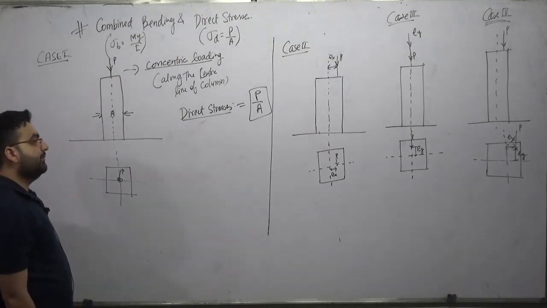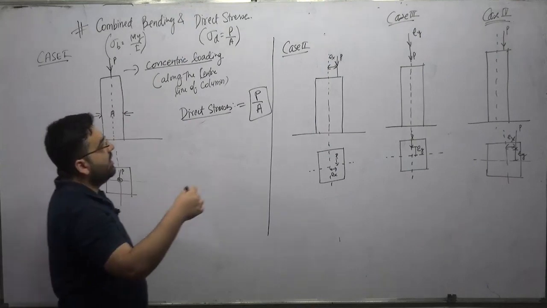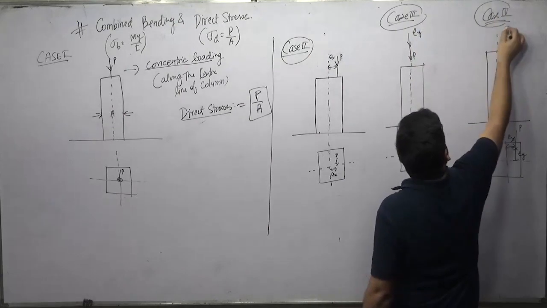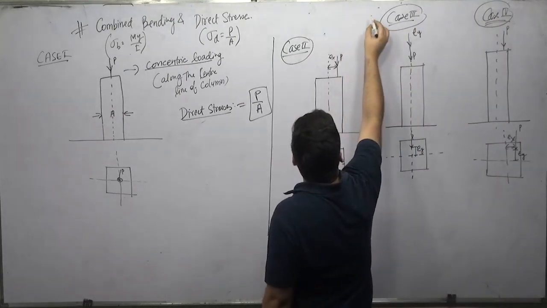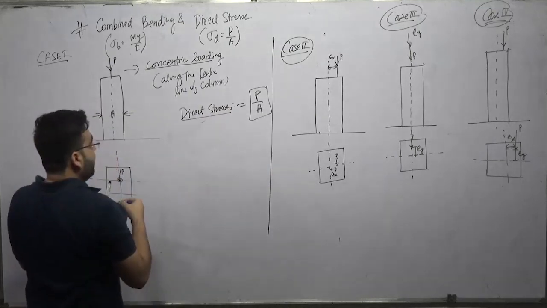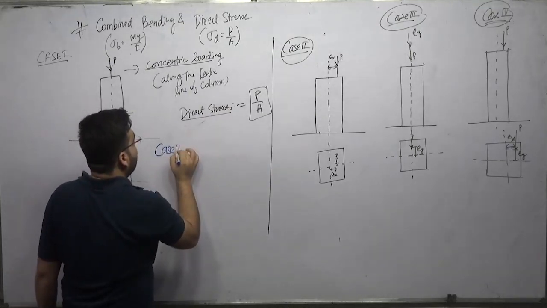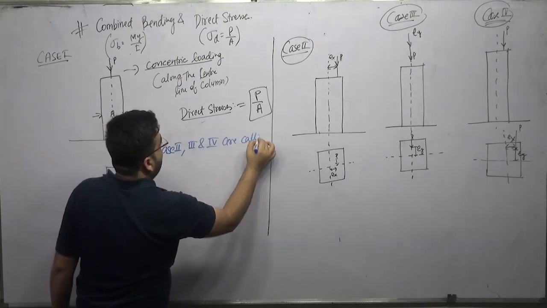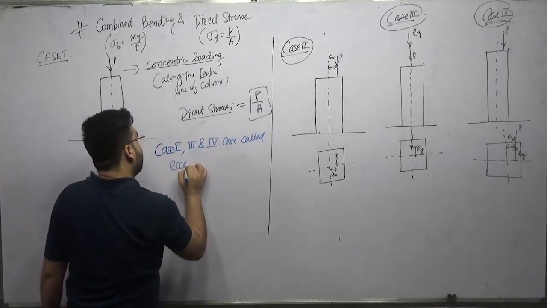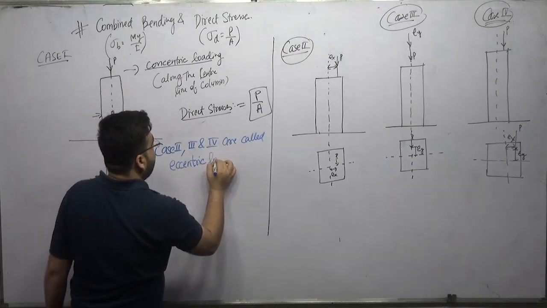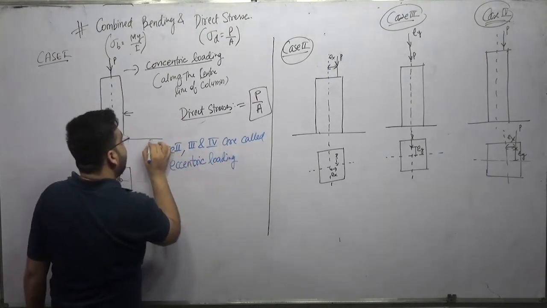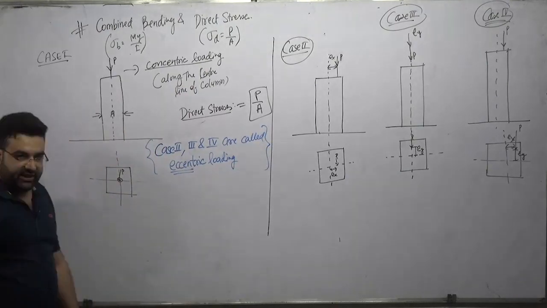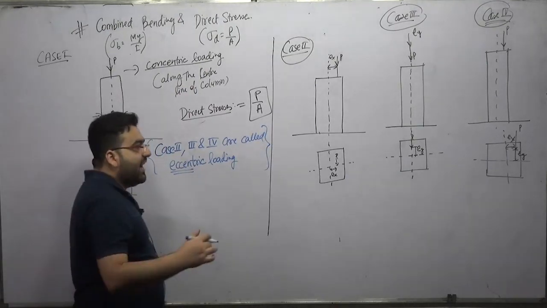Now case 1 is a concentric loading, and these types of loading, case 2, case 3 and case 4, are called the eccentric loading. Eccentric means that these loads are actually acting at an eccentricity.